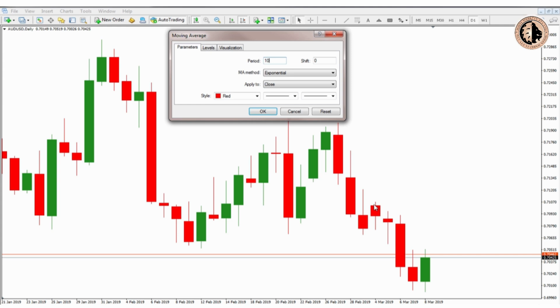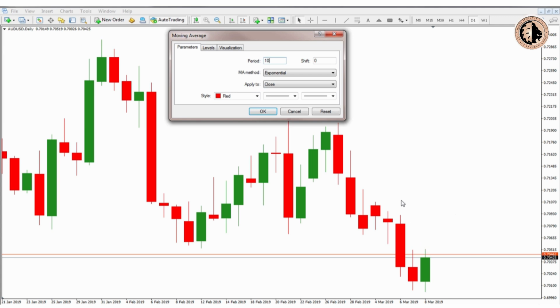It will calculate the average value of these 10 candlesticks and mark it as 1 point. Then when a new candlestick appears, it will again take the last 10 candlesticks, calculate the average value and mark it as 1 point, and so on. When all these points are connected, we get a moving average line.